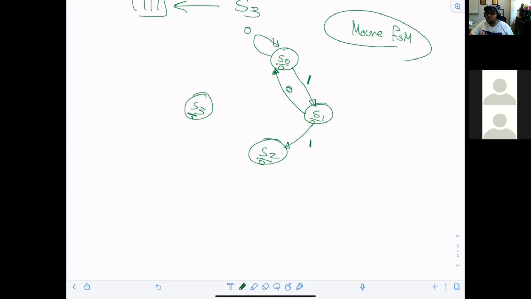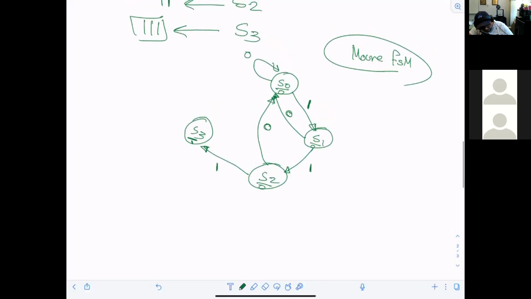Then here in S2, if the next input is 1, that means yes, I found the third one, right? But if I found a 0, it will be what? Back to state 0. Make sense?